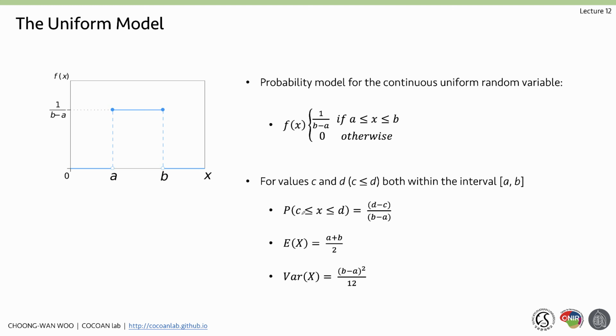And there are some other models. One is the uniform model, where each point has the same probability, and the probability between c and d within the interval a, b, we can calculate like this because it's an area under the curve. It's simple, and the expected value is (a plus b) divided by 2, and variance becomes like this. For this, I'm not going to provide a proof, but you can easily find the proof online.